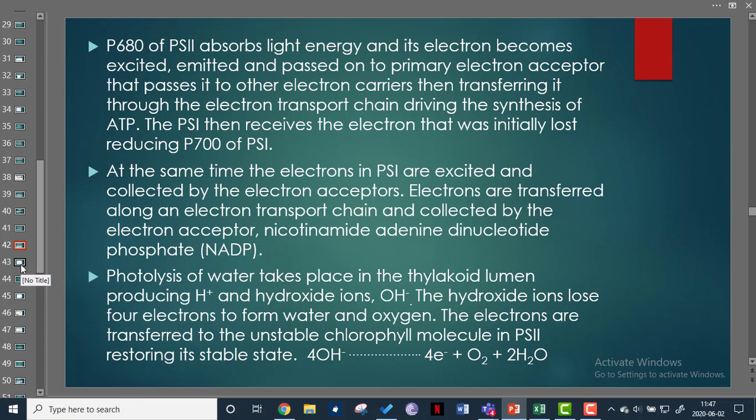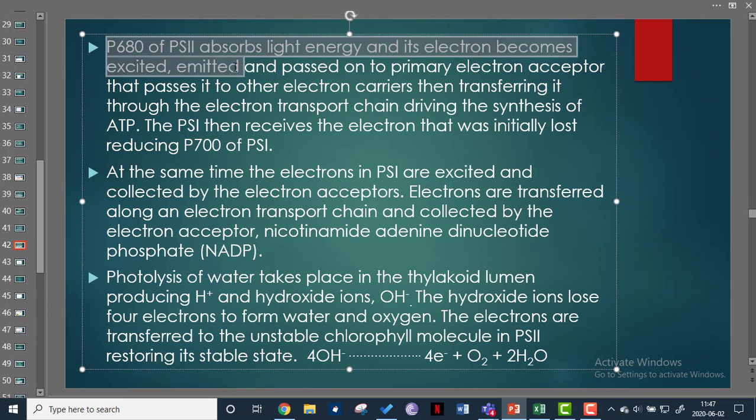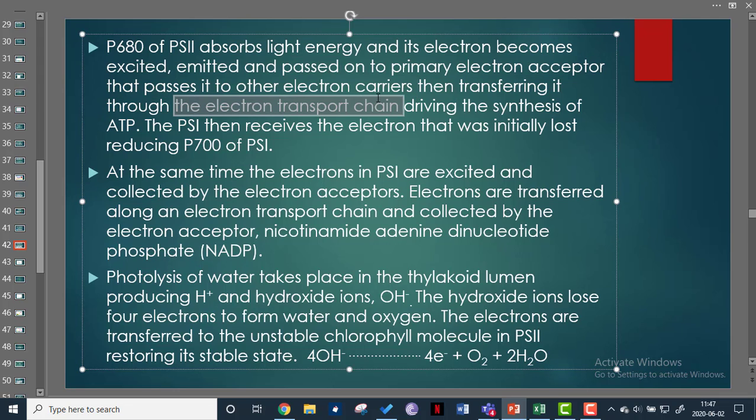If you look at the first thing, the getting excited is something that you're already aware of: once those electrons get energy, they get excited, emitted, and passed on to primary electron acceptors, and this one passes it to the electron carriers. Now, once it passes through the electron transport chain, it will lose the energy that is used to drive the synthesis of ATP.